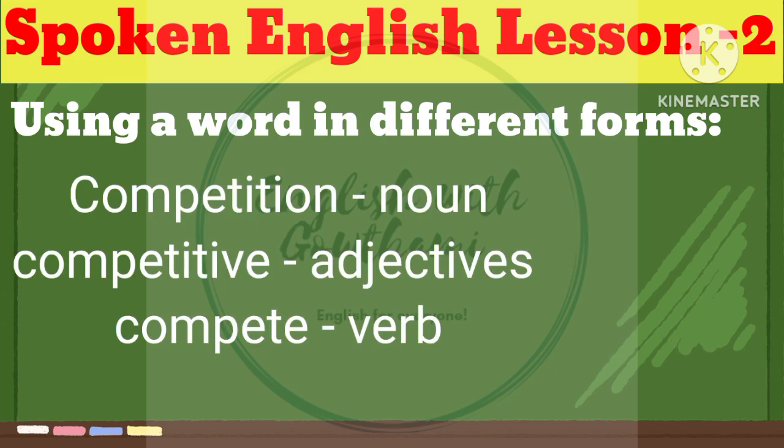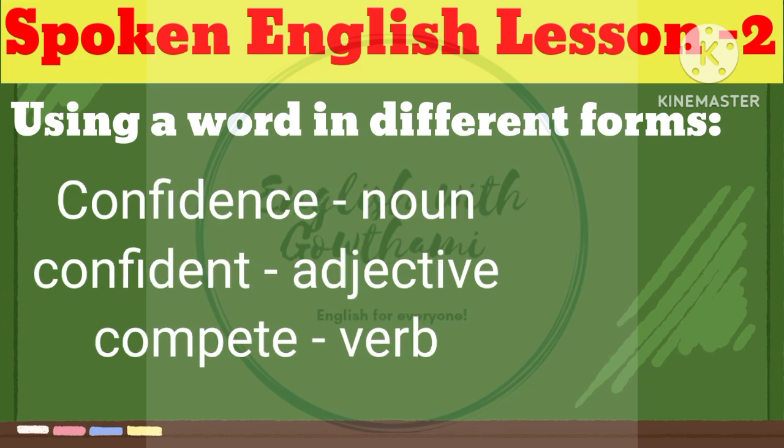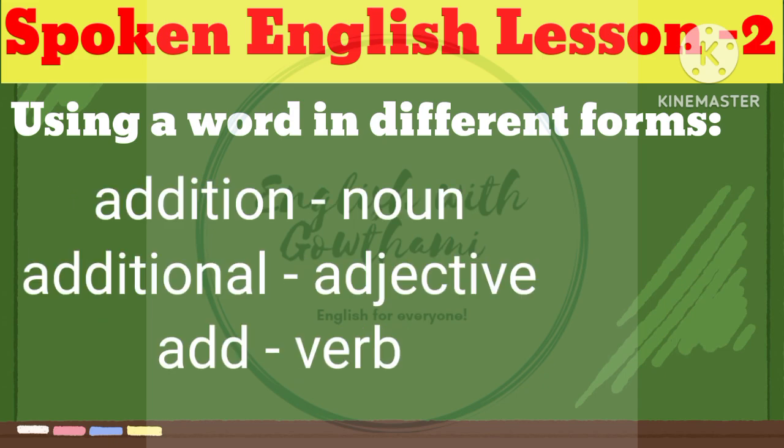The word competition is a noun. Competitive is an adjective and compete is a verb. Confidence is a noun and confident is an adjective. I am confident. He is confident. Here confident is the adjective that is telling more about the person. Okay. The word add is a verb. Okay. It is an action. We will add one more, right? So it is a verb. The word addition is a noun and additional is an adjective.